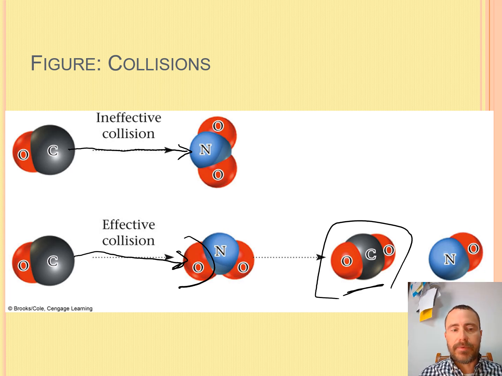And if they're not aligned properly, even if they have all the energy in the world, when they hit, they're just going to bounce off each other, because this carbon monoxide is going to be like, I don't want to steal you, Mr. Nitrogen. I have to steal one of the oxygens there.